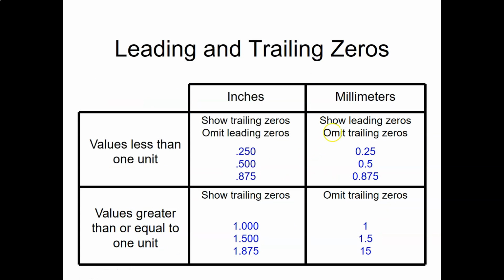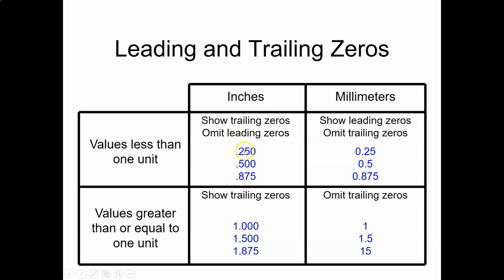So let's discuss leading and trailing zeros. A leading zero is a zero in front of a decimal point. A trailing zero is a zero that goes behind the decimal point. So in inches, we show trailing zeros. We do not show leading zeros. So like this is a quarter of an inch. All these are the 3 decimal places.